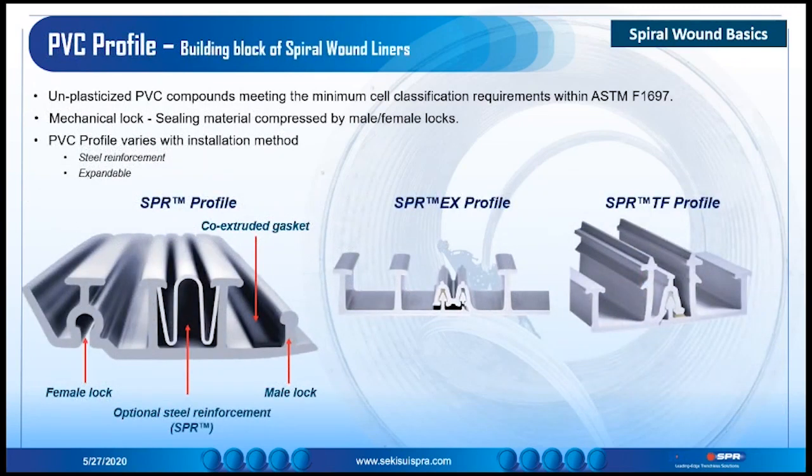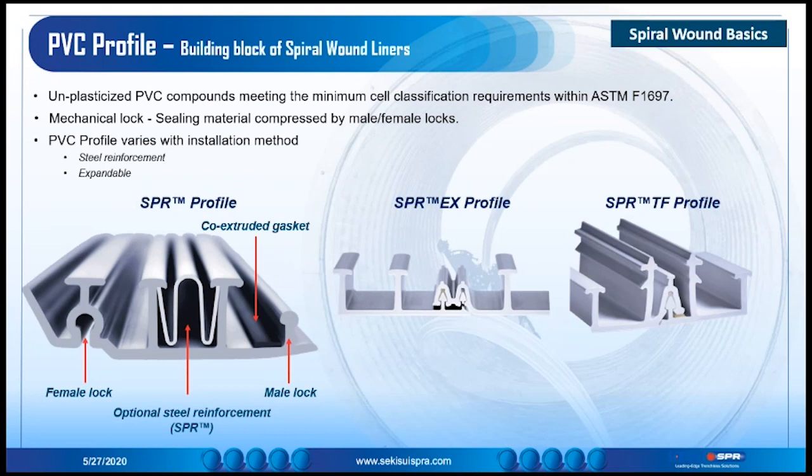The PVC profile manufactured by our factories in Japan, Australia, and the Netherlands serves as the building block for all of our spiral wound rehabilitation products. The compounds used in the PVC profile meet the minimum cell classifications within ASTM F1697-18. All of our PVC profiles are manufactured in configurations that create the mechanical locks of our spiral wound systems.